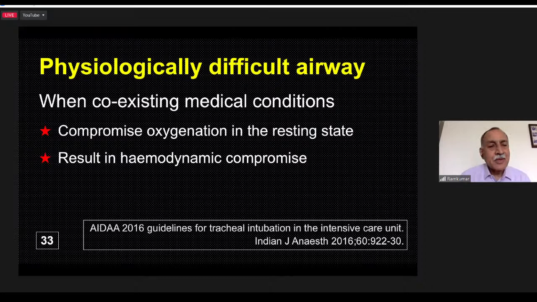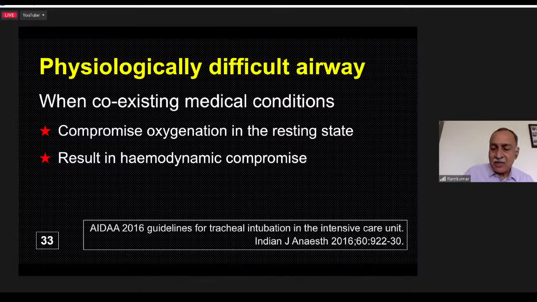So the two bullet points draw our attention to: one, a coexisting medical condition that compromises oxygenation in the resting state. It could be a respiratory problem, it could be a cardiovascular problem. So if there is already a resting hypoxemia, whatever we do during our process of airway management may add to the problems. So this is one of the angles that we need to look at. The second bullet point draws our attention to altered hemodynamics, which can also result in airway difficulties or a physiologically difficult airway. Now, much of these things have been described in a very detailed manner in several algorithms.